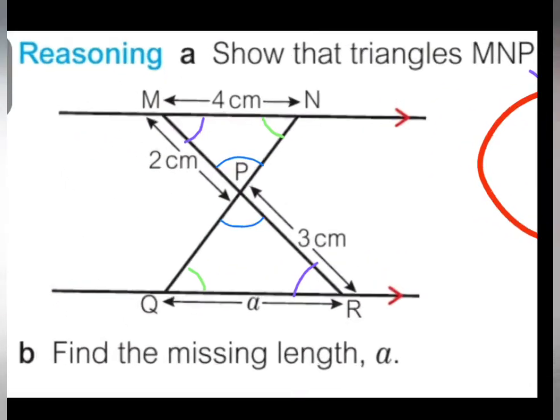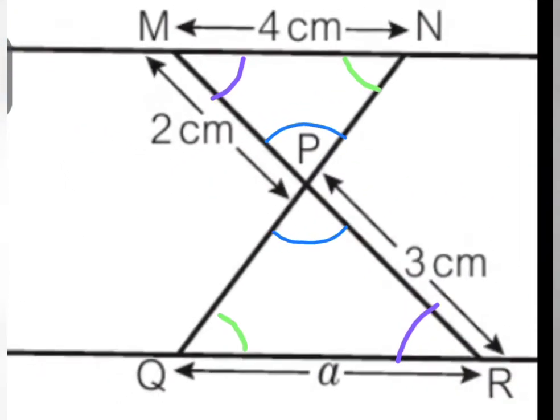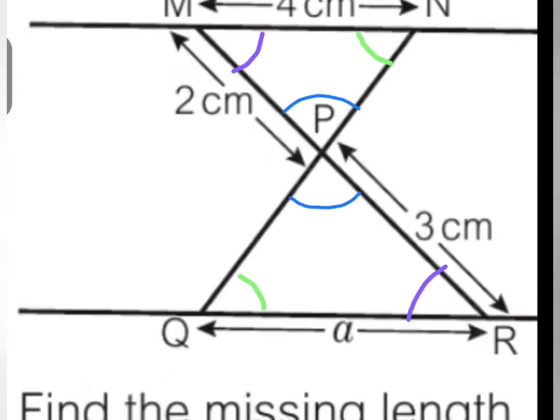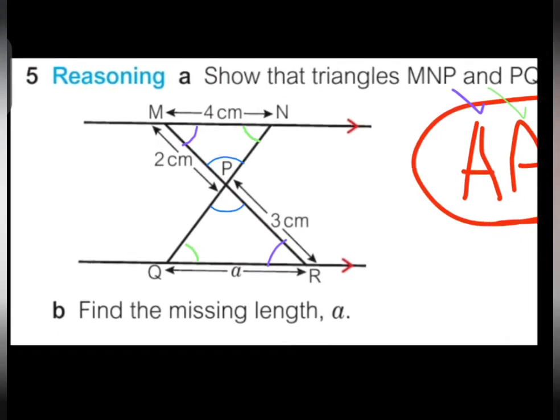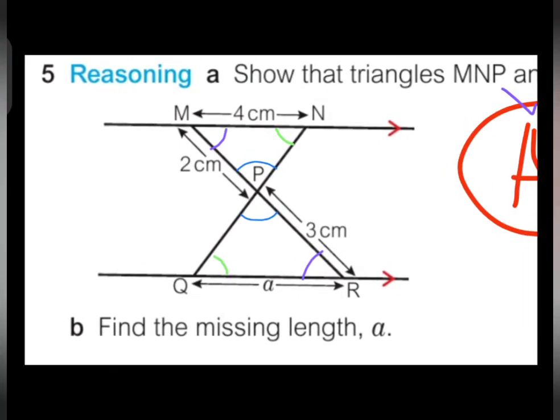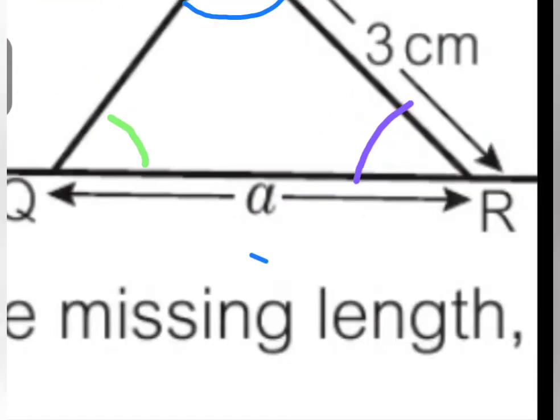And the idea of similarity is what? Having the same angles between these two shapes. The same three angles between these two triangles. Now, after finding out that these two triangles are similar, we can use the similar triangle rules to answer question B. Question B. Find the missing length, which is A. Now we need to find A, which is here.